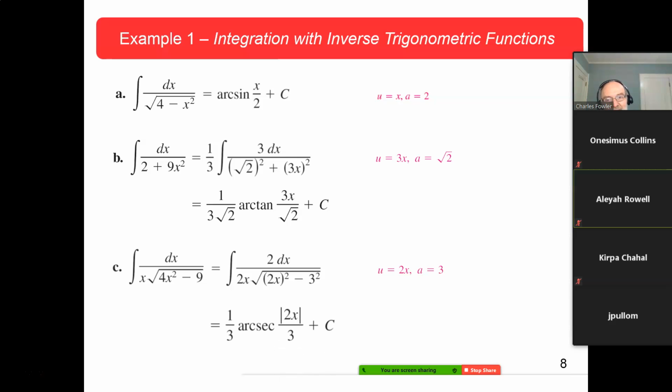Okay. Oh, I forgot. You have the 1 over 3 from here. I forgot that one part. 1/3 arcsecant of absolute value of 2x over 3. The reason you need the absolute value here, they haven't told you before. If this thing did turn out to be negative, well, it couldn't be negative. Well, I guess their formula, yeah, it did have an absolute value of u there.